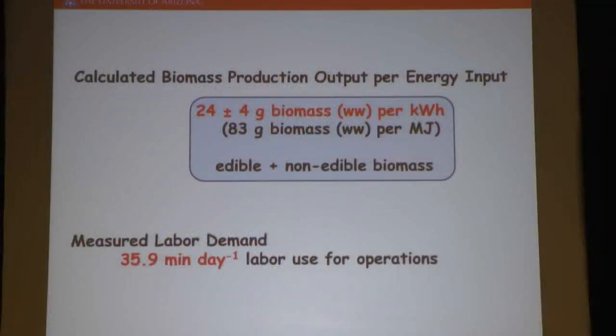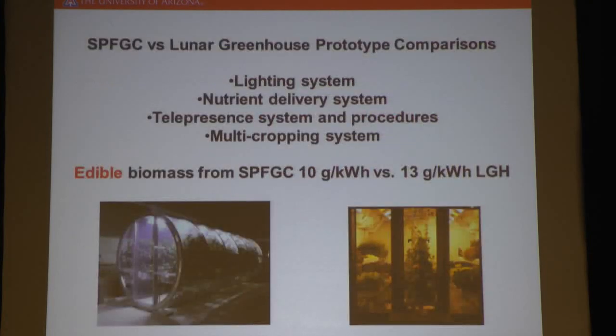This number, 24 grams of biomass per kilowatt hour, includes edible and non-edible. The number I gave you in the first slide was 10 to 13. That was edible wet weight biomass. This is total wet weight biomass. And if you can enjoy eating roots, go at it. You can do that too, or tomato leaves and along the line. And then we looked at labor demands. It's not too pertinent at this point in time, but we did look at it.